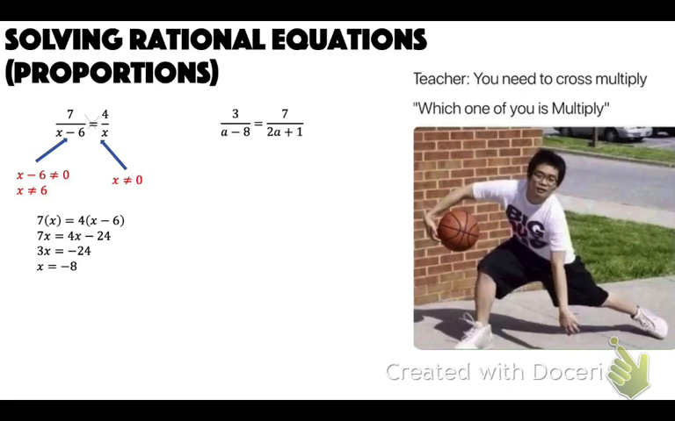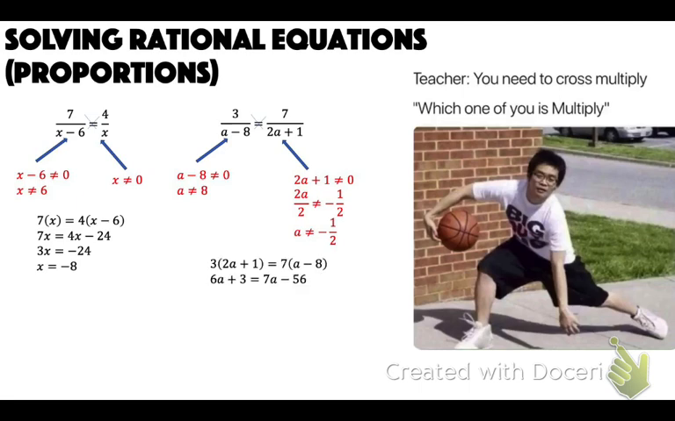This one, before cross multiplying, find your restrictions. So that's going to be a can't equal 8. This is a can't equal -1/2. Cross multiply this. So we get 3 times 2a plus 1 equals 7 times a minus 8. So that's 6a plus 3 equals 7a minus 56. So that we solve that, you end up getting -a equals -59. So a equals 59.